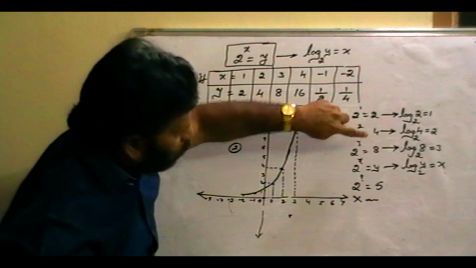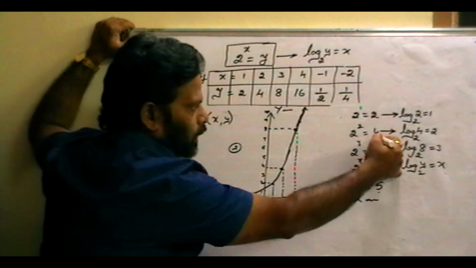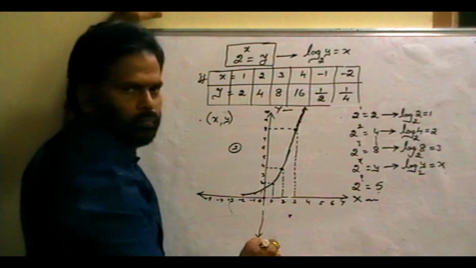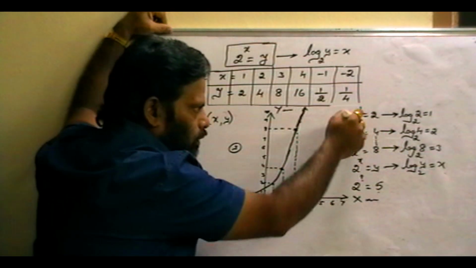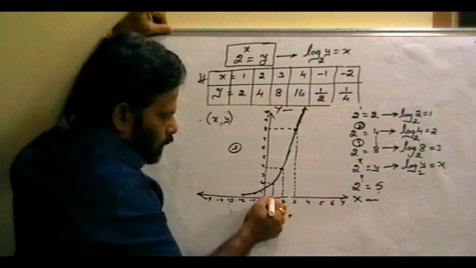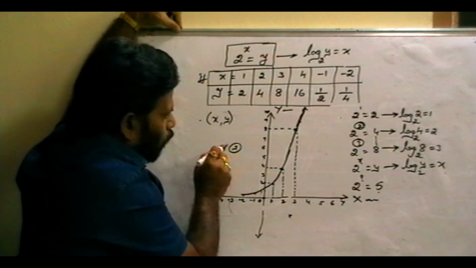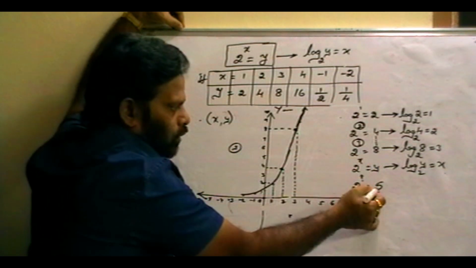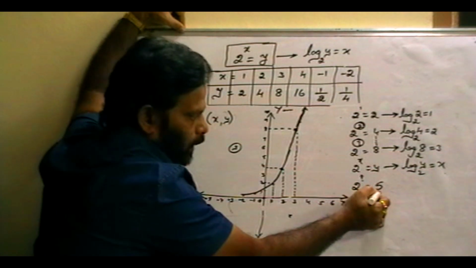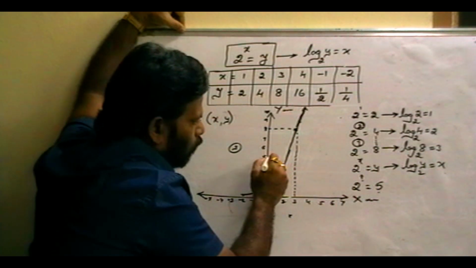Now what is the value of 5? 2 power how much is equal to 5? So 5 lies between 4 and 8. Now the power value also lies between 2 and 3. Right? Now the y value, we should get 5. So from this 5, just draw one line.